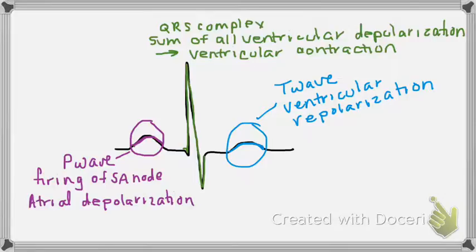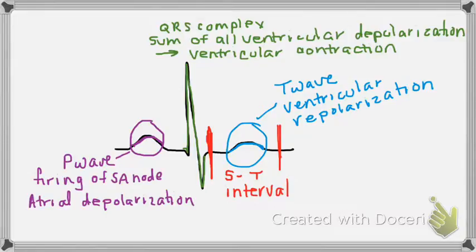Now there's a segment which is approximately right here and right here. And this segment or interval is called the ST interval. With this interval, we're going to see changes when we have either myocardial ischemia or myocardial infarction. So we're going to talk a little bit more about that in class.